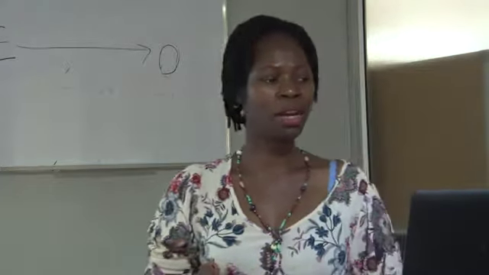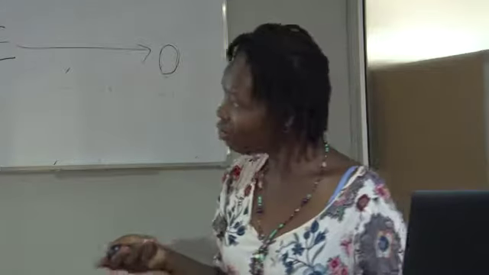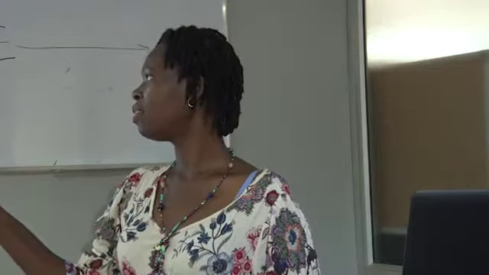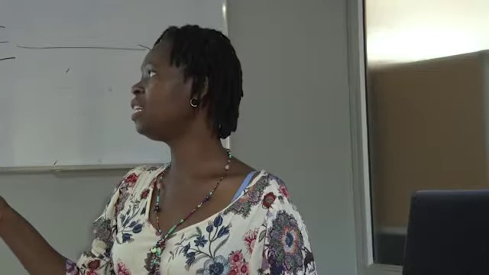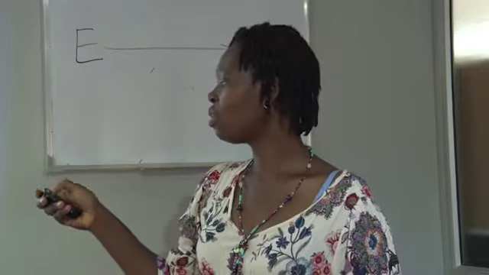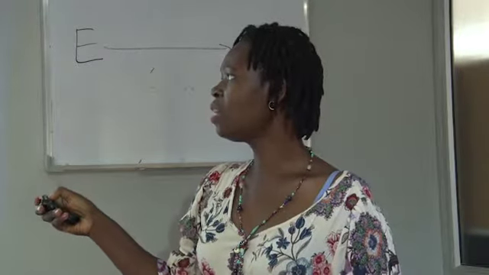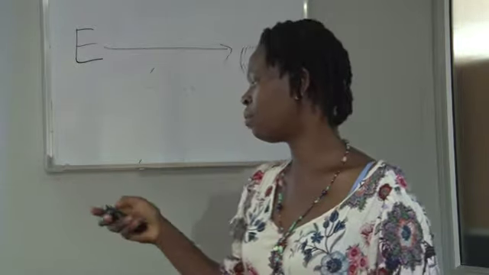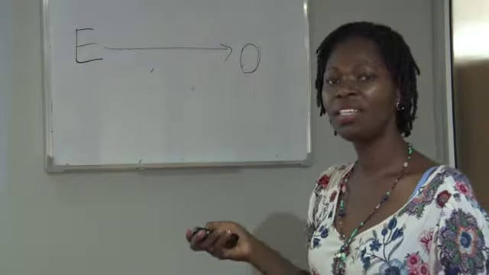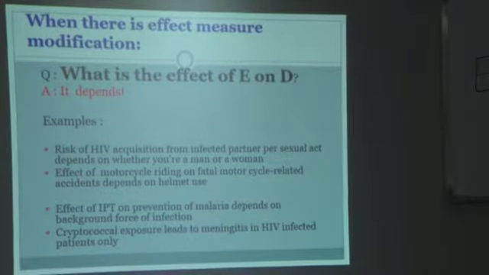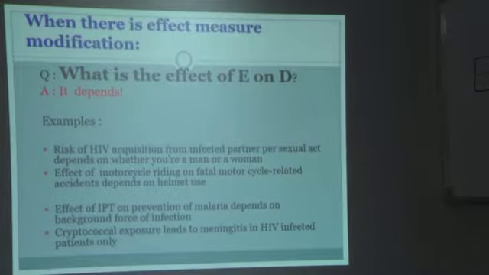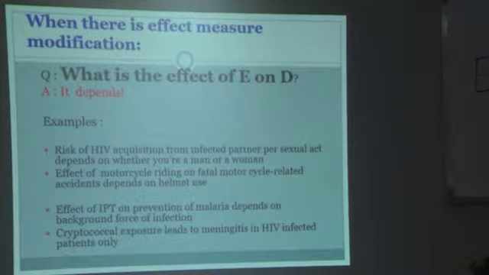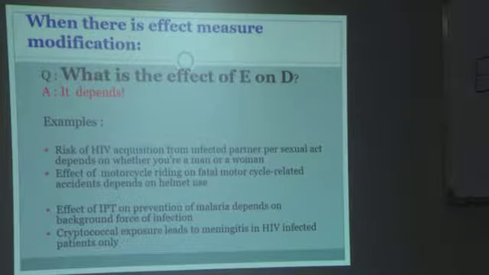So, in other words, we are now asking the question: what is the effect of a given exposure, E, on a given outcome, D, or O, as I prefer to use? What is the effect of E, being on an outdoor job all the time, and getting malaria as an outcome? And the answer will be, it depends. It depends on whether you're a man or a woman. Should you be a man? Very high risk. Should you be a woman? No risk. Okay? These are some of the examples that we have here to demonstrate this effect.